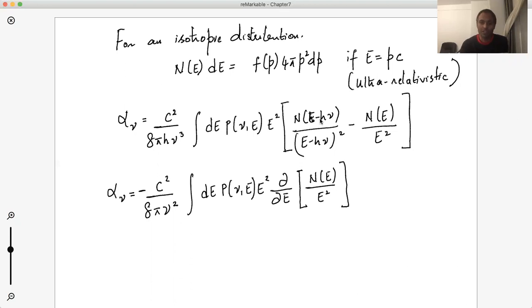Which you can use. Remember that this only applies for ultra-relativistic particles which have an isotropic distribution, because otherwise we couldn't come to this step here.